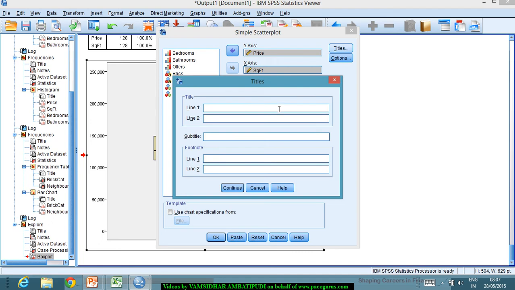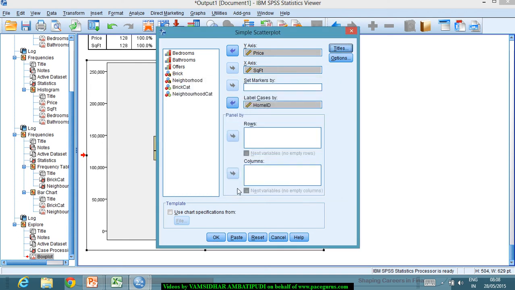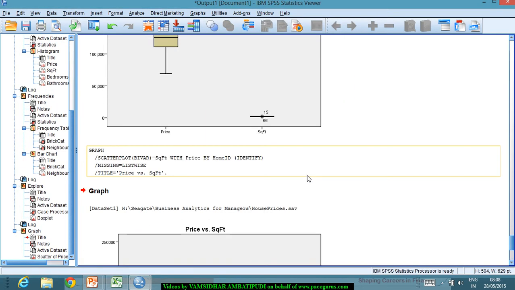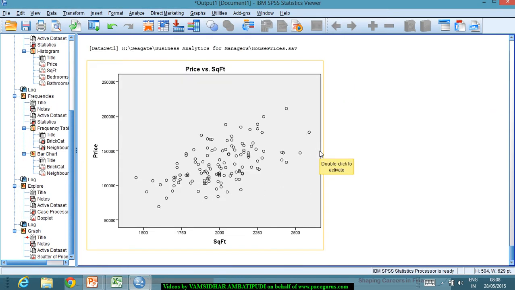If at all I need some kind of formatting, for the title, price versus square feet, and whatever, otherwise the default will be shown. And again I will display the chart with case labels, but here the case labels are so many in number that I don't want to display them. So let me just do this. The scatter plot is coming out through this mechanism.